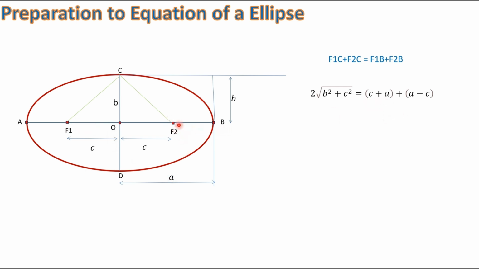Next is F2 to B. This is the distance. So this total distance A minus C is the distance, right? So this is A minus C. If you simplify it, here the C's get cancelled, and it will become 2A. How nice it is, you see, right?